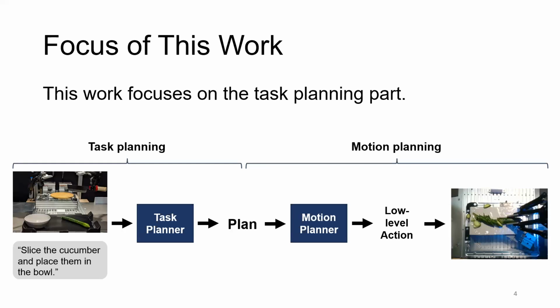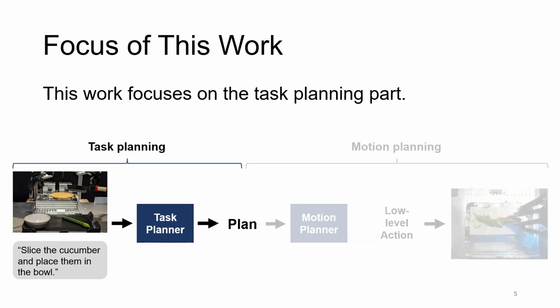This system can be divided into two parts: task planning, which aims to convert the observation and the instruction into a robot plan, and motion planning, which aims to manipulate the robots based on the obtained plan. In this work, we focus on the task planning part.